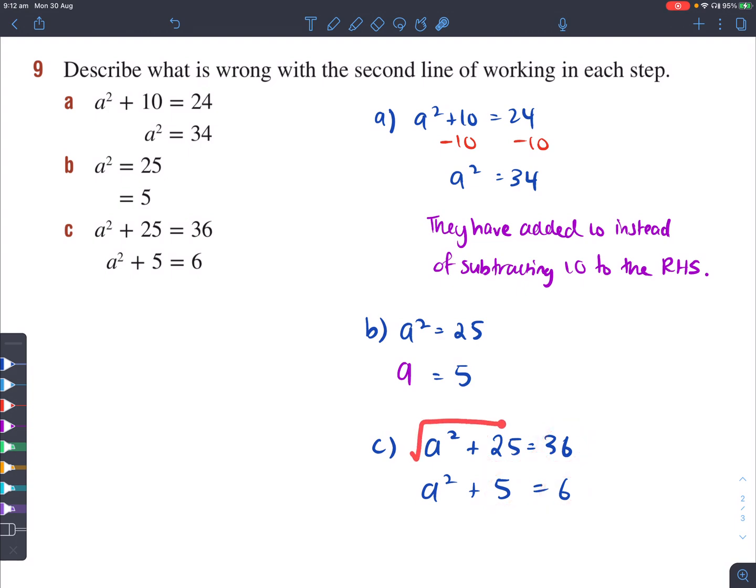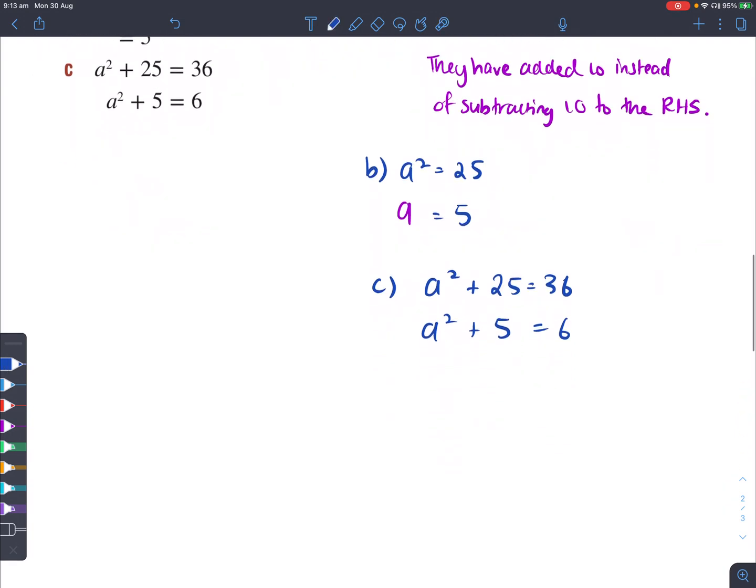When we take the square root of both sides, we can only do it to the whole expression, and that means applying the square root to both a squared plus 25. And by the way, this is not equal to a plus 5. You can't square root each of these individually. You learn a bit more of that in index laws and surds, which is not now. So the correct way of doing this is subtracting 25 from both sides. That's the first thing you do.